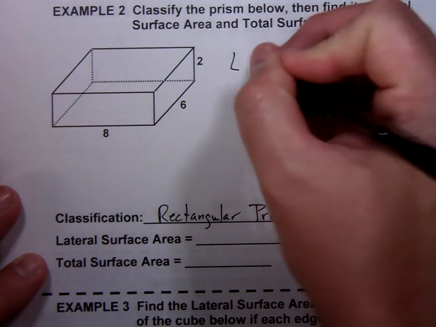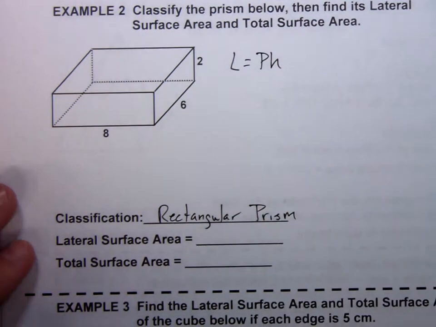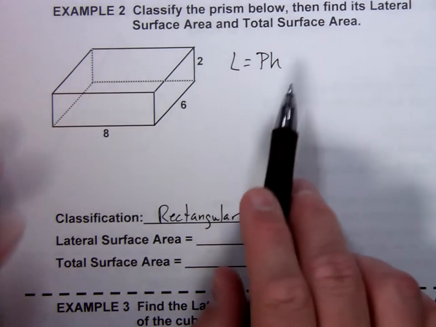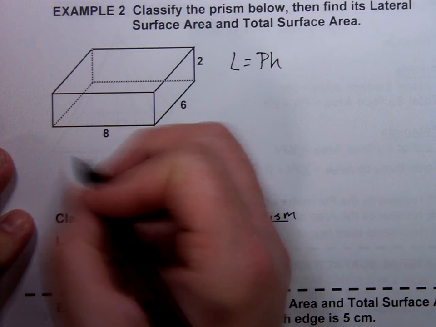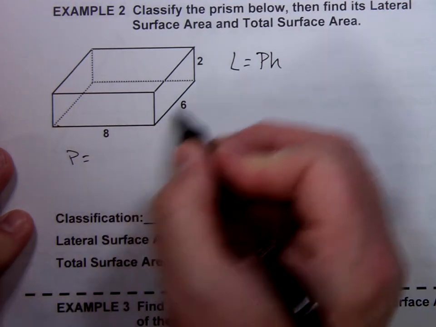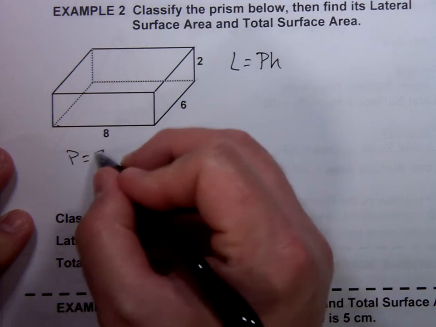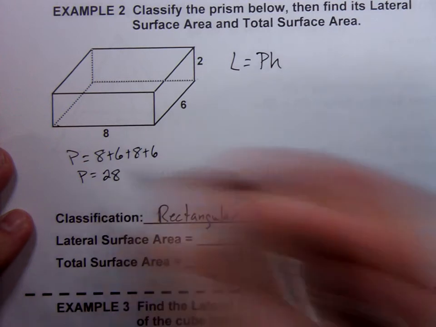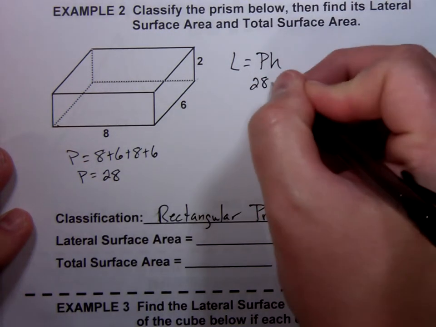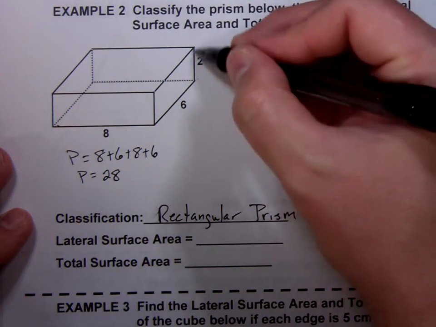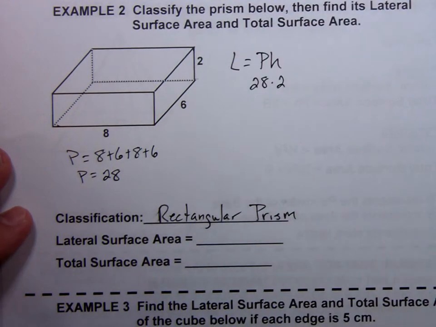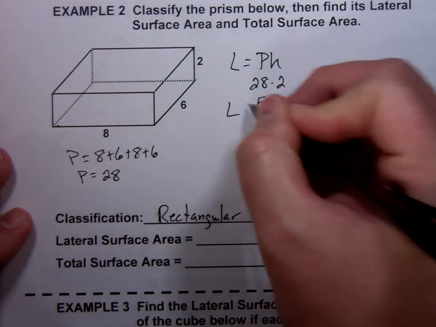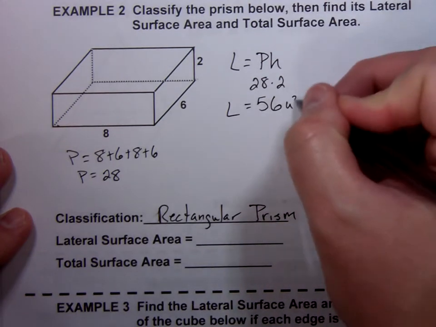So when we find lateral surface area, this is the formula. We want to find the perimeter of the base and multiply it times the height. So for the base down here, perimeter, you just add up all the sides. 8, 6, 8, and 6. And when we add all those up, you should get 28. So the perimeter of the base is 28. And then the height of the prism is 2. So we're multiplying the perimeter of the base times the height, 28 times 2. So the lateral surface area is 56 units squared.